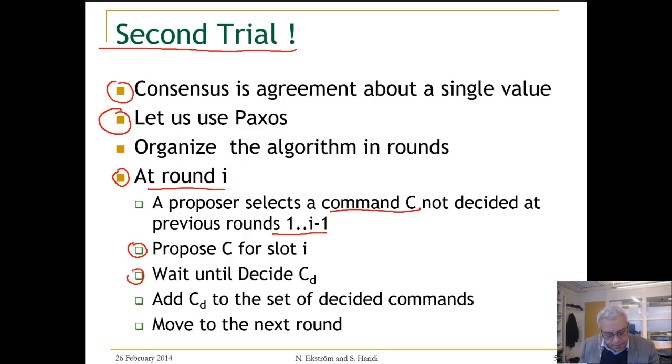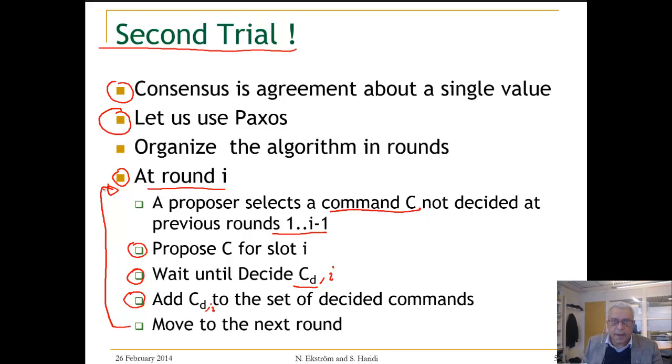He waits until a decision is made. So it could be that it decides on some other command, CD, at slot i. Fine. Then you add this CD to the set of decided commands, and you know that this is decided at slot i. And you move to the next round. So in the next round, if C is not decided, that means that C is not CD, then you try C again in the next round, and so on.